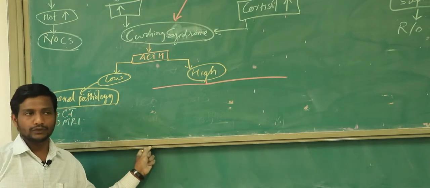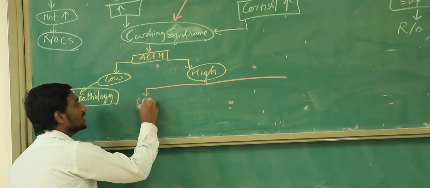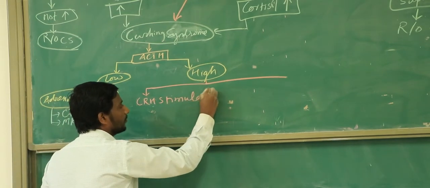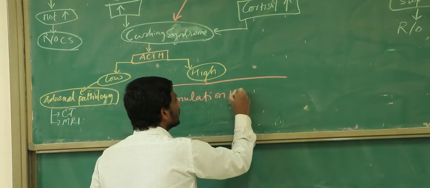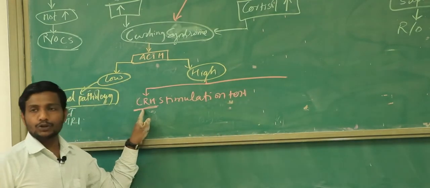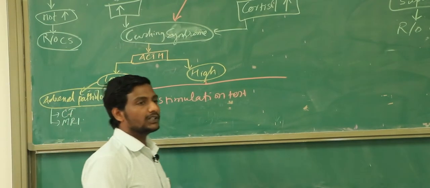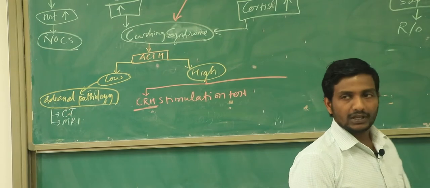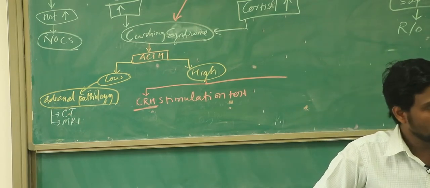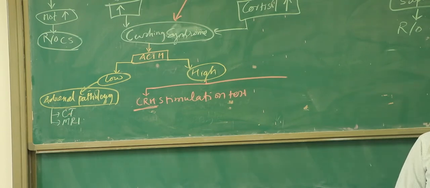Try to imagine this thing, all of you. One test we simply call the CRH stimulation test. Right, what do you call it? CRH stimulation test. Tell me, CRH is produced by which one? CRH, the corticotropin releasing hormone, is produced by the hypothalamus. And in response to the CRH, the pituitary gland is going to produce the ACTH. So this test we are going to call the CRH stimulation test.